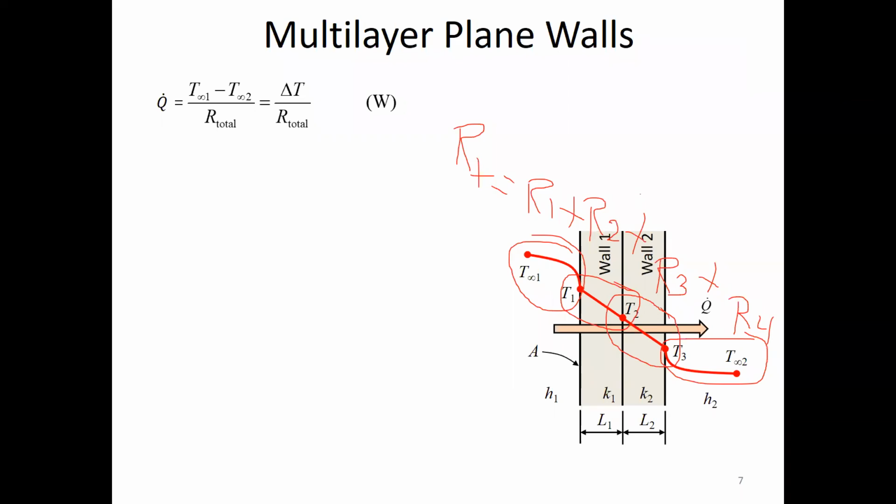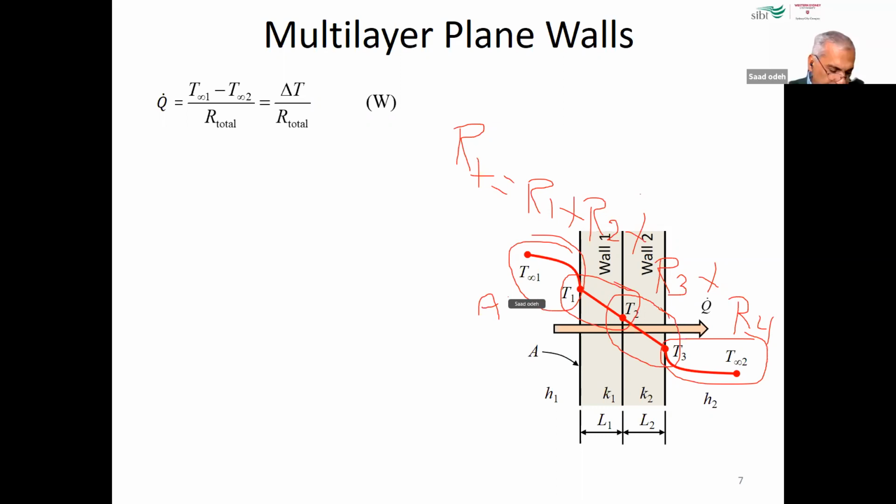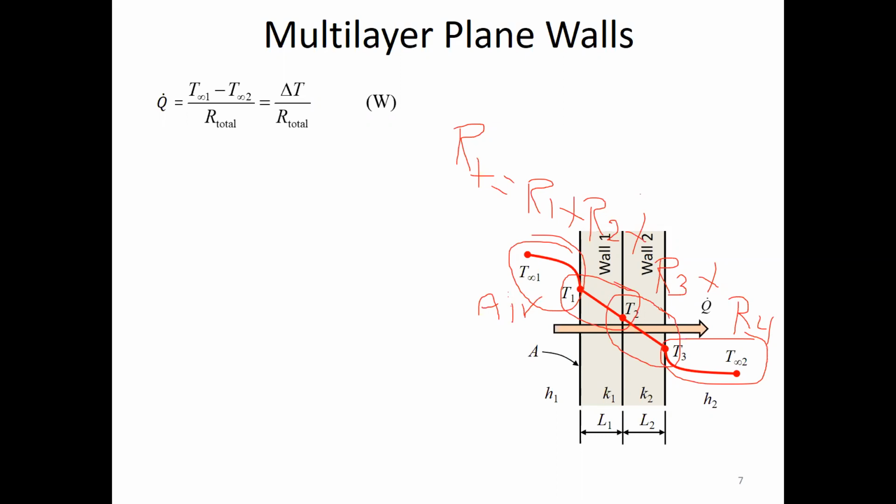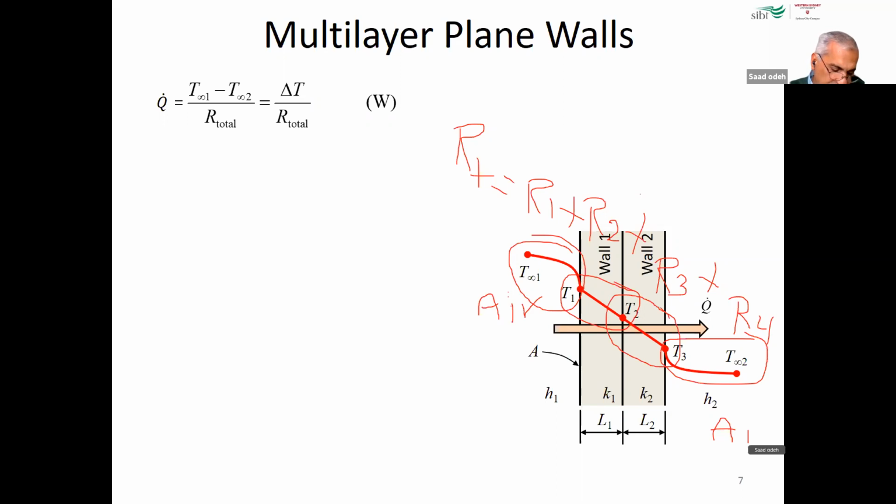Excuse me, sir, is R1 convection? R1 is convection, correct, because it is between the inside air and the wall. Yes, sir, thank you. And same thing, R4 is also by convection, because we also have air here, but it's outside air.